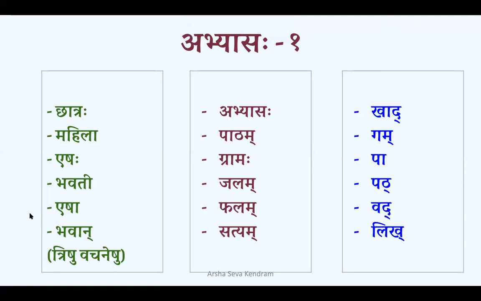Astu. Bhavani Mahodaya, krupaya. Karta, middle box is Karma, and in the last box we have given the dhatu. You have to do the Lot Lakara. Chhatrah abhyasah likhatu. Abhyasah va abhyasam va?